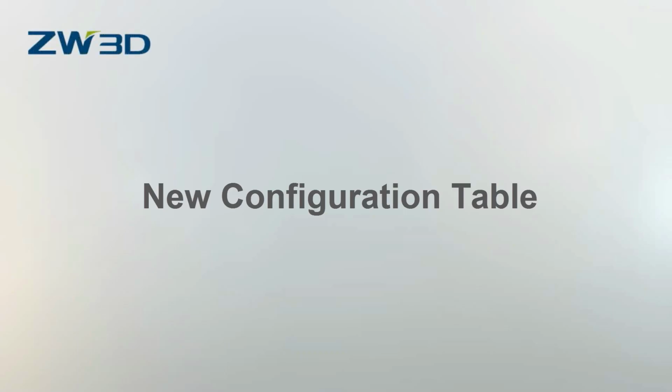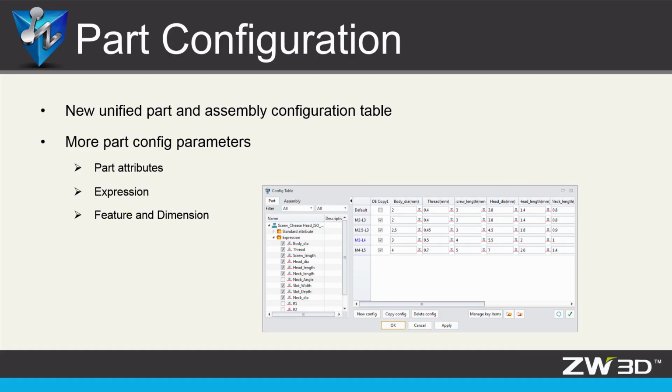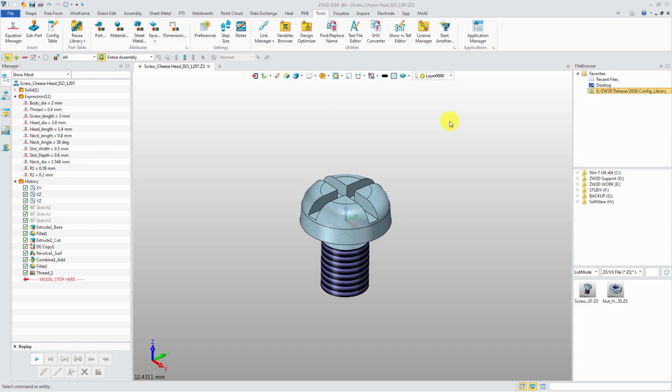New configuration table. ZW3D 2018 adds a new unified part and assembly configuration table. Firstly, part configuration can manage more parameters, such as part attributes, expression, feature, and dimension.